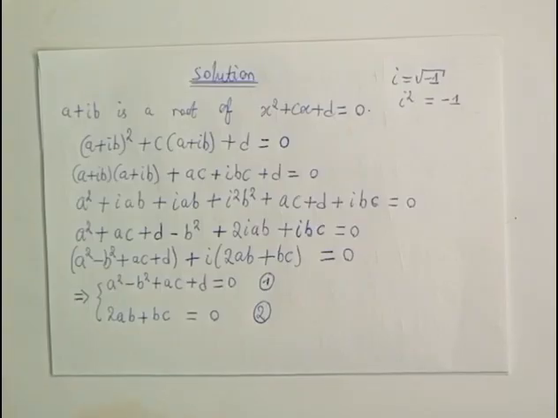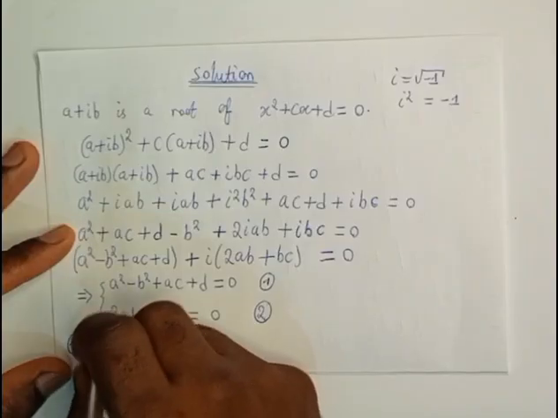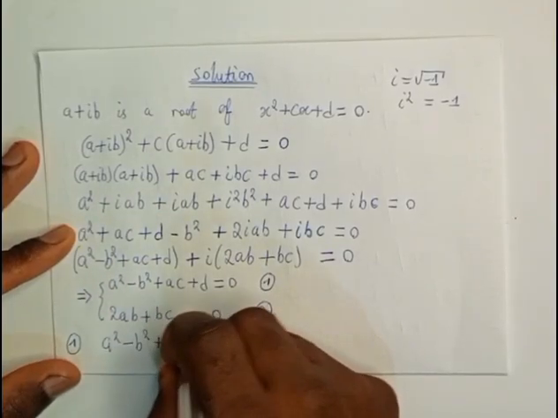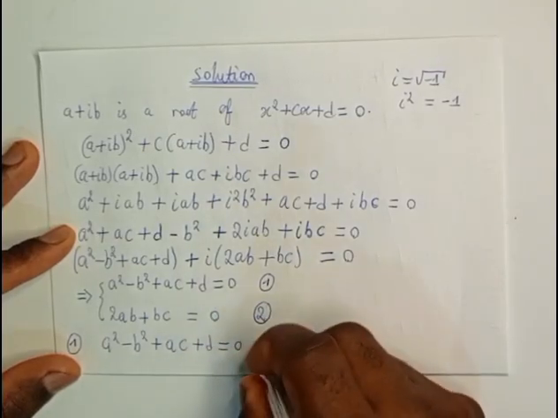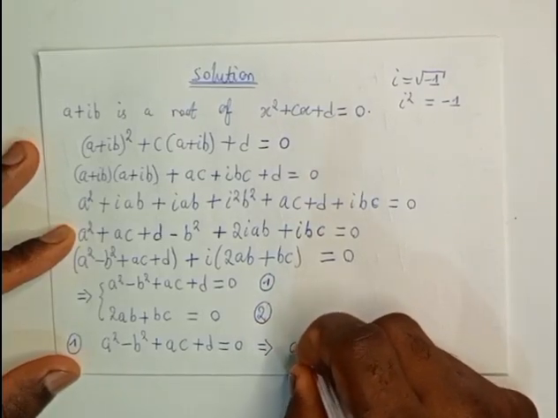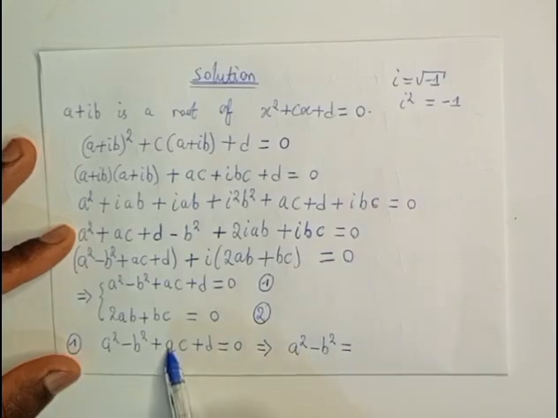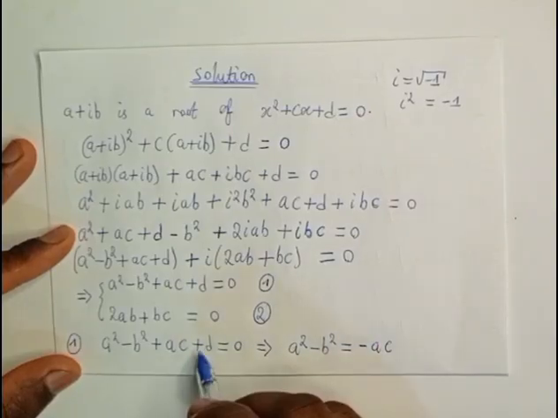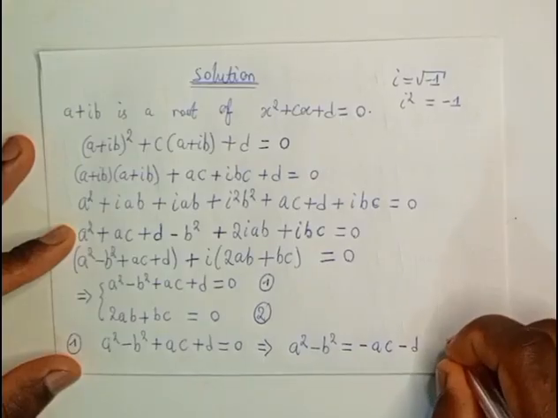If we take equation 1, we have a squared minus b squared plus ac plus d is equal to 0. Then a squared minus b squared is equal to, we are going to transfer ac to the right hand side, becomes negative ac. We transfer d to the right hand side, negative d. We call this one equation 3.